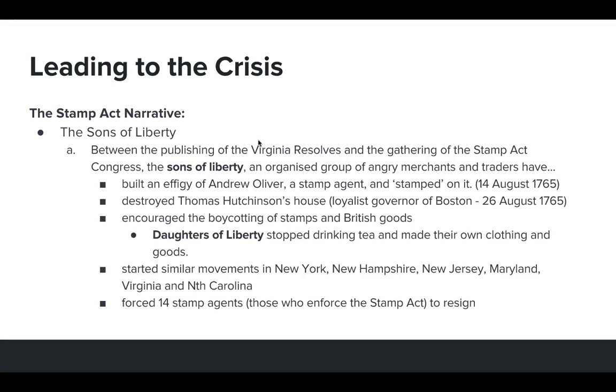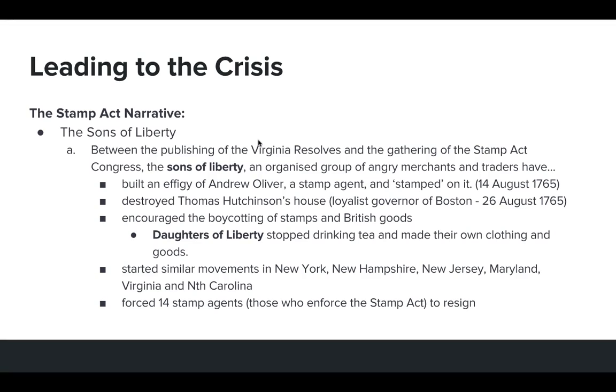The fourth thing that the Sons of Liberty do, they've started similar movements in New York, New Hampshire, New Jersey, Maryland, Virginia, and North Carolina. So right down the eastern seaboard, we see the specific groups of the Sons of Liberty popping up all over the place, which again is another way of, unlike the Stamp Act Congress, which is uniting the colonies in peaceful negotiation with the empire, the Sons of Liberty are uniting the colonies again, but in full-blown rebellion, as we see from the example of Thomas Hutchinson's house.